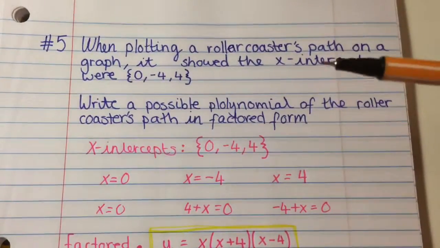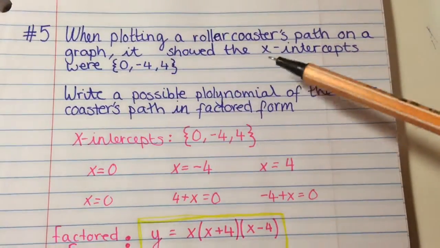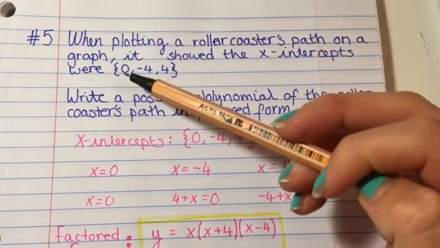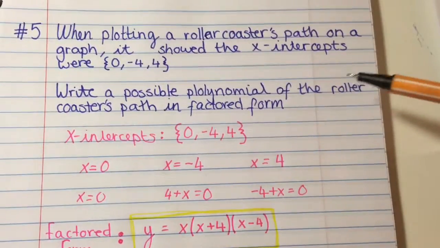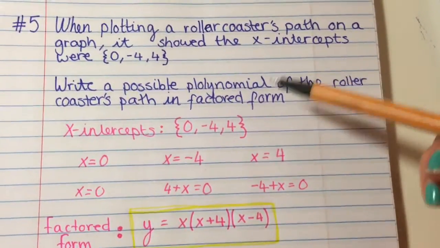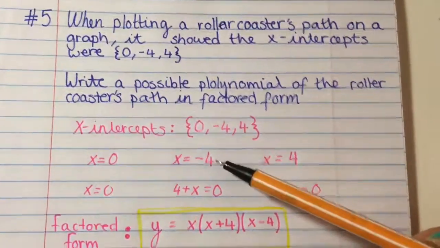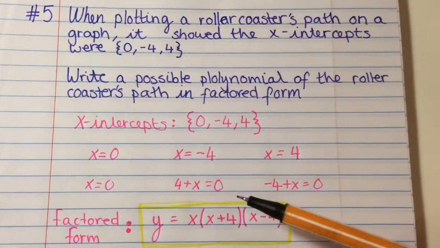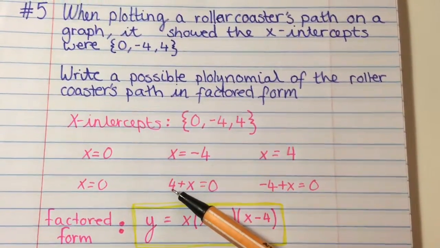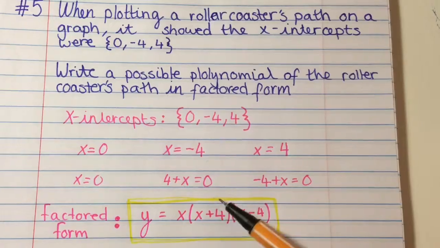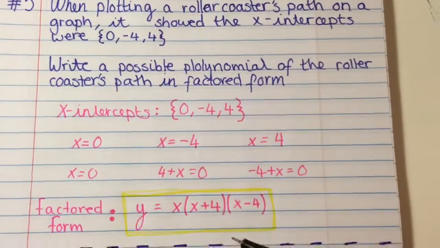On the practice test, the last question. And it says, when plotting the roller coaster's path on a graph, it shows the y-intercepts where, so these ones are 0, -4, and 4. Write a possible polynomial of the roller coaster's path in factored form. So these are the same thing again, and I just set them all equal to x. So all of these equal to x, and then I set them all equal to 0. And then I just put them into a binomial, so 4 plus x is there, and -4 plus x is there. So that is the answer.